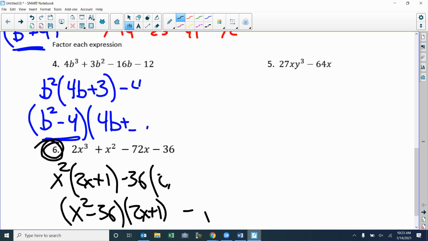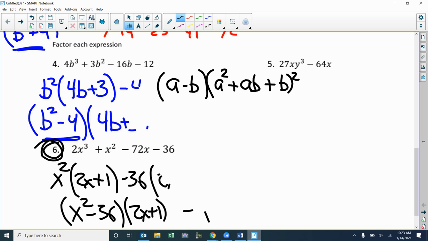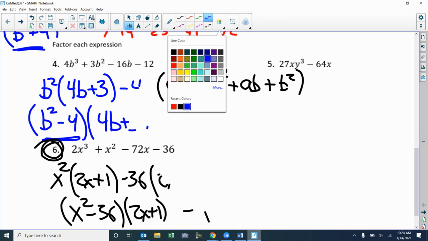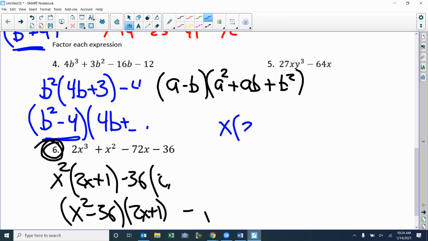Okay, this formula is gonna be A minus B, A squared plus AB plus B squared, and oops, the squared needs to be on the inside. Let's fix that. All right. So we can always look for a GCF, and this guy does have one. So we need to take out an X. And we're gonna be left with 27y cubed minus 64. Well, 27 and 64 are those perfect cubes we're looking for, aren't they?